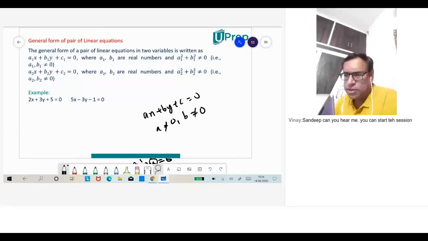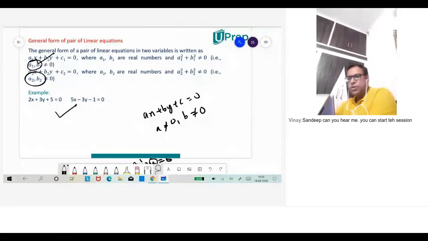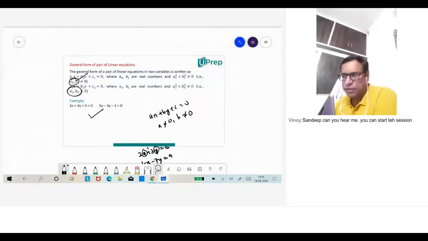So not only a and b, you can consider something like a1 b1 or a2 b2. See here also, clearly a1 b1 are real numbers. Here clearly a1 b1 is not equal to 0 and a2 b2 is not equal to 0. Those are the two examples given there. So here what we need to understand is that a linear equation in two variables will be of the form ax plus by plus c equals 0, where a not equal to 0 and b not equal to 0. That's how the generalized form of linear equation looks like.